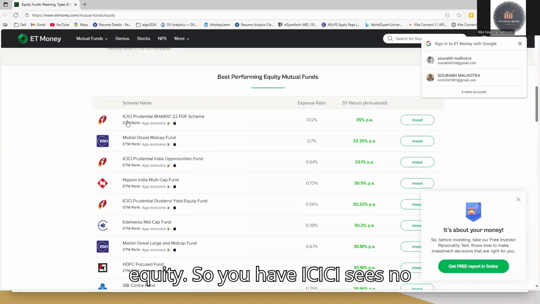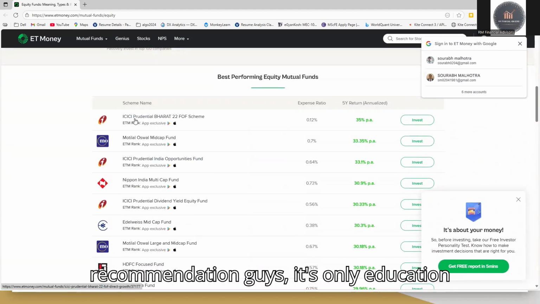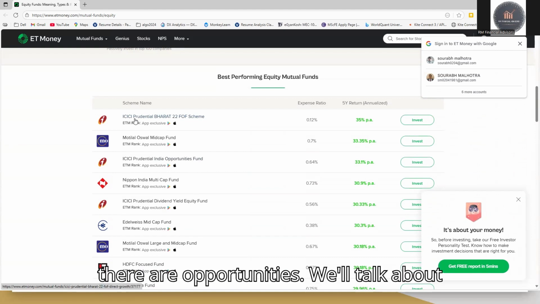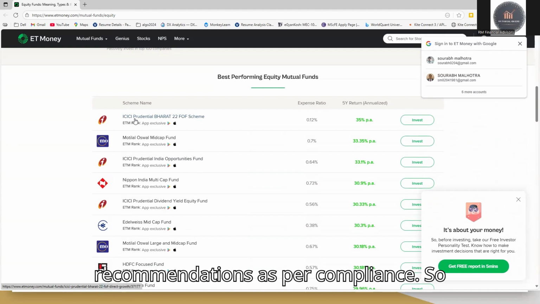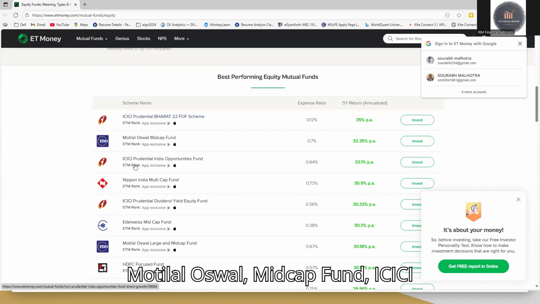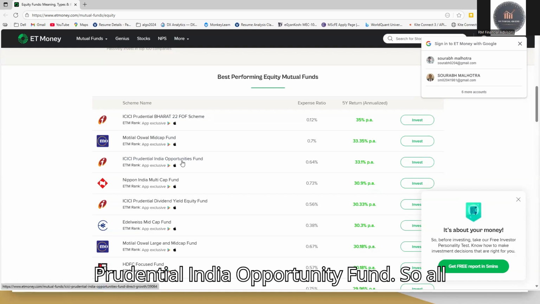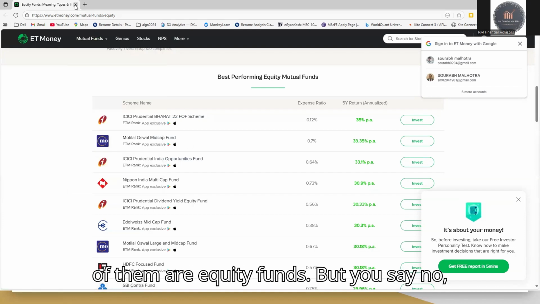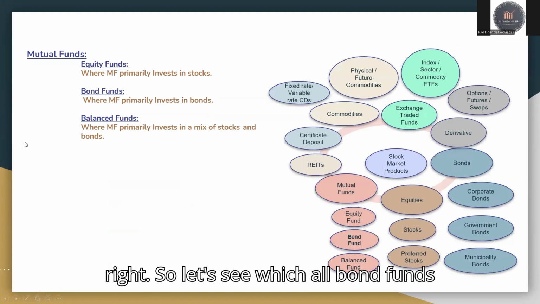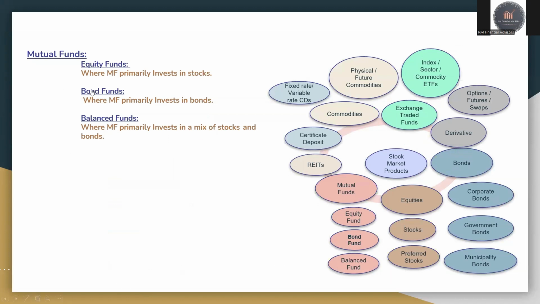These are the equity funds. So you have ICICI. See, no recommendation, guys. It's only for education purposes. So take it that way. And there are opportunities. We'll talk about recommendations as per compliance. So Motilal Oswal Mid Cap Fund, ICICI Prudential India Opportunity Fund. So all of them are equity funds. But you say, no, no, no, tell me more about bond funds, right? So let's see which all bond funds we have.